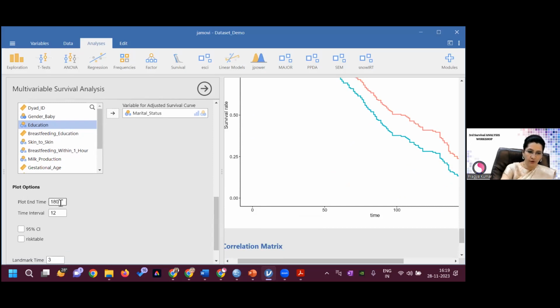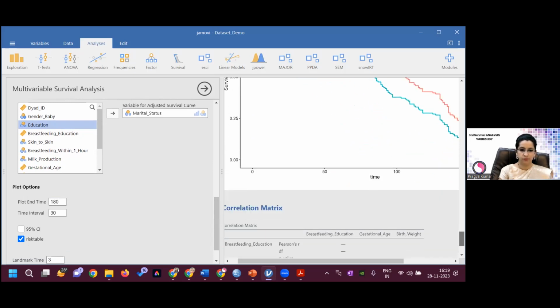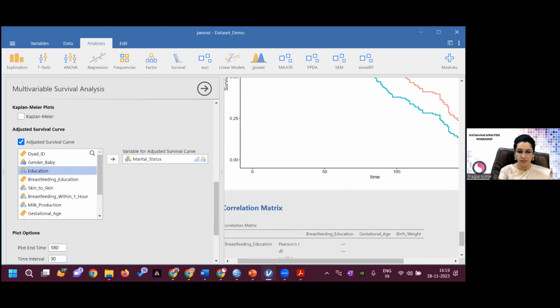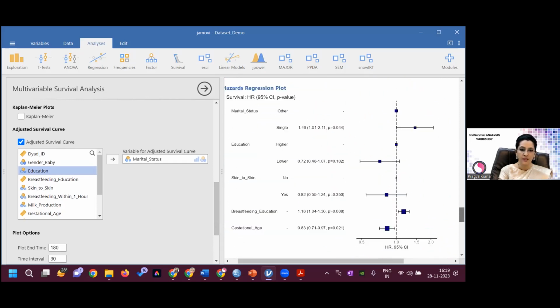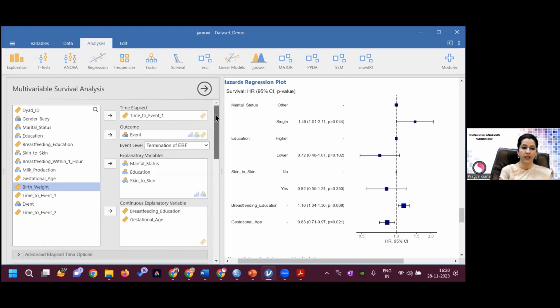So my total follow-up time was 180 and the duration was 30. Risk table, if you wish, you can have. This was similar to what we did with the earlier options. Okay, that is not there. Here you can see that is there with the Kaplan. So this adjusted one is not showing. This is the one option, just above the table, representing this regression plot. Now we have shown you one way of doing this.